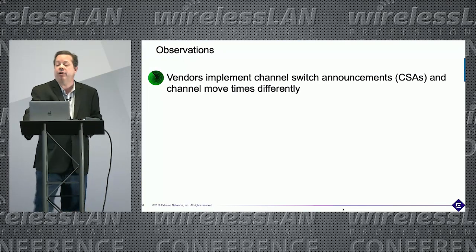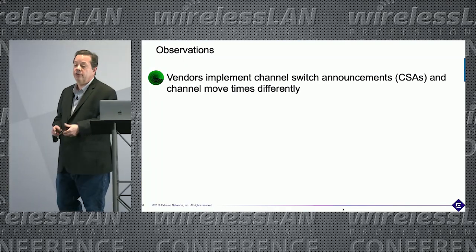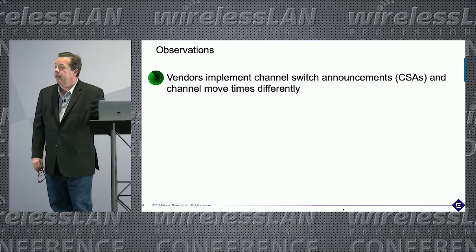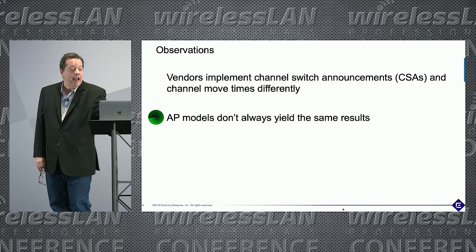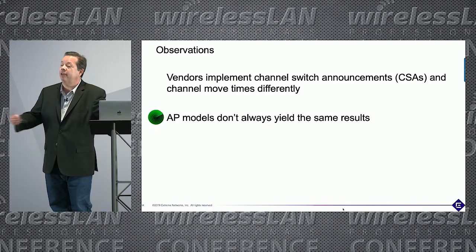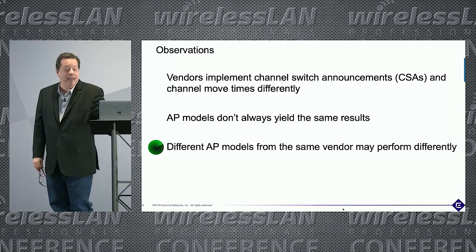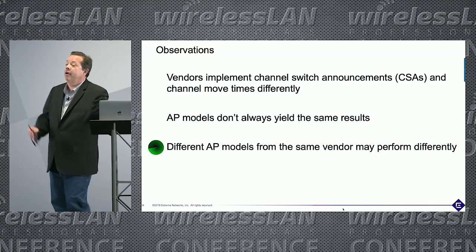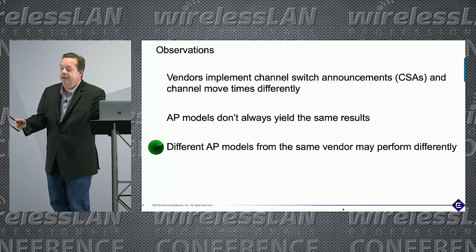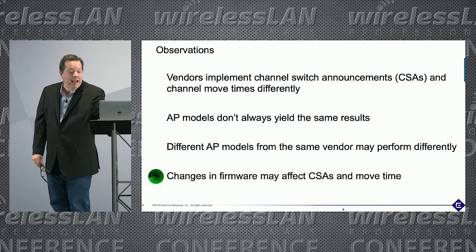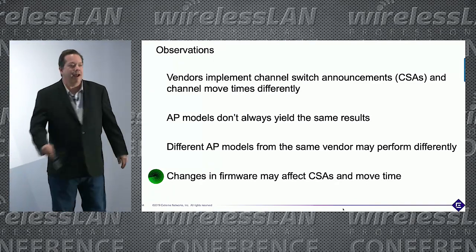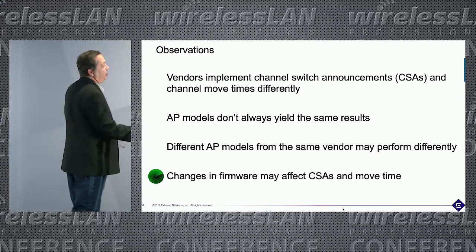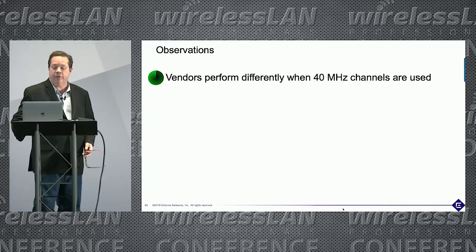Vendors implement channel switch announcements and channel moves differently. They all do it differently. They get certified, but you're going to see that they do it differently. AP models from the same vendor don't always yield the same results. Different AP models from the same vendor might perform differently, okay? And changes in firmware from a vendor might actually affect your channel switch announcements and move time.